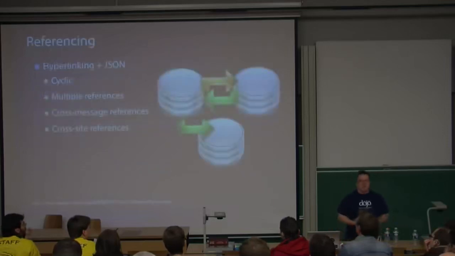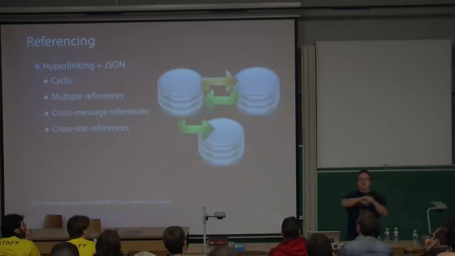You can take JSON and start to manage cyclical relationships, multiple references, cross-site references. So you can say, in my structure of data, this particular object actually points to the search results for this tag from Google, which is kind of cool.